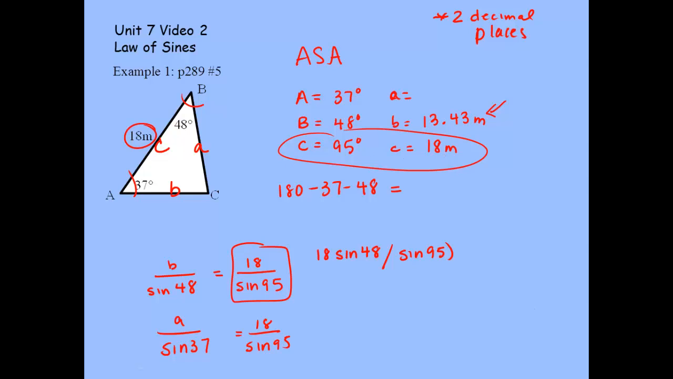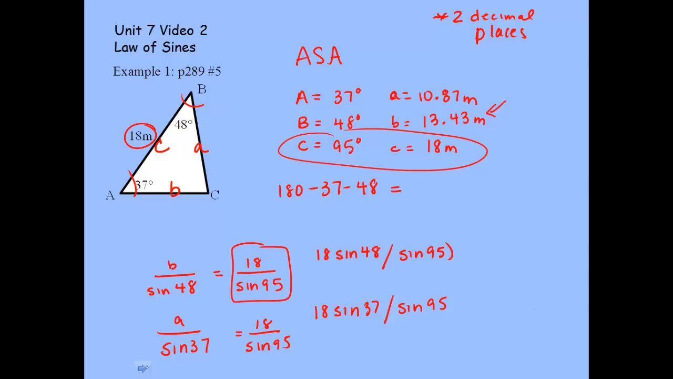So I'm going to repeat this process where I'm going to have 18 times the sine of 37 divided by the sine of 95. And here I come up with 10.87 meters. And that is how I'm going to use my law of sines.